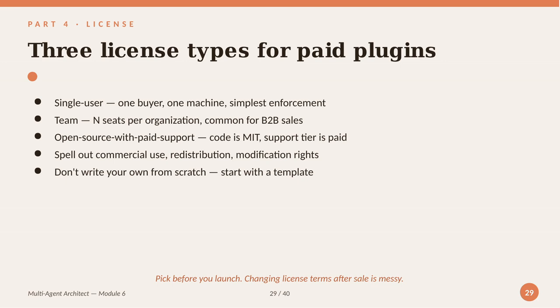Team license. N seats per organization. Common for B2B sales. Set a tier, 5 seats, 10 seats, 25 seats, and charge per tier. Requires you to track buyer organizations, but doubles or triples your effective price.